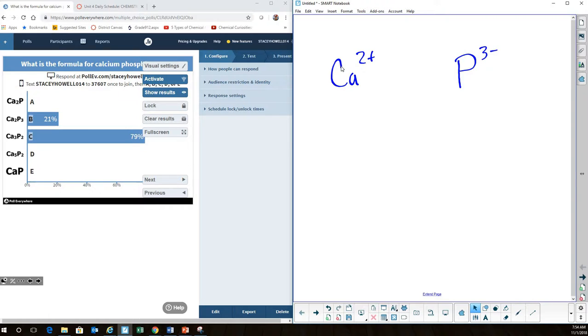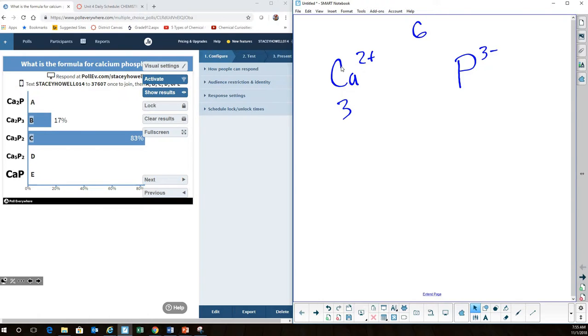Well, 2 and 3 go into what number? 6, you got to times. So how many calciums do I need to make 6? 3 times 2 is 6. How many do I need to times this by to get to negative 6? 2. So as I write it, Ca3P2. Can everybody see what they did wrong?